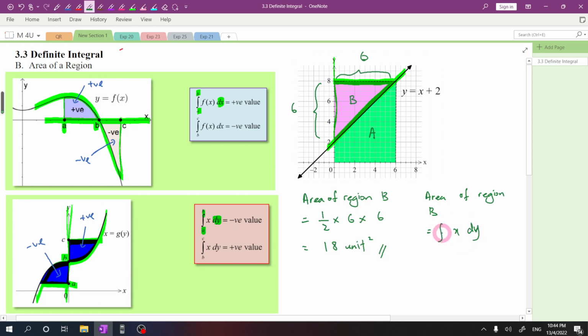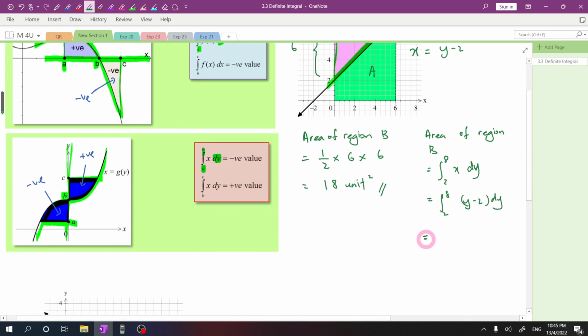These two numbers will be taken from the y-axis, which is 2 until 8. X is equal to, but here is y in terms of x, since we need x, right? So we need to change the subject from y to x. Y is equal to x plus 2, then we know that x is equal to y minus 2. We need to express x in terms of y, so that we can bring this whole thing in here. Y minus 2 dy.